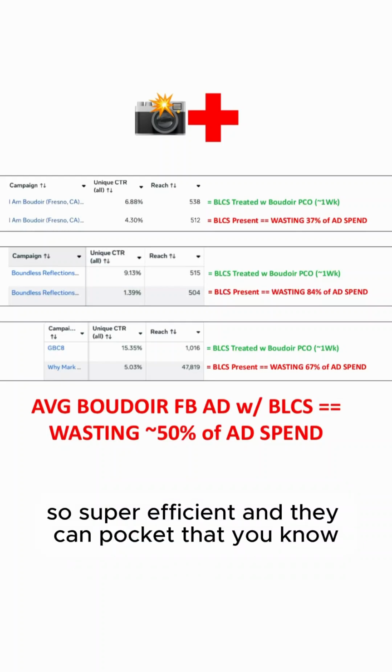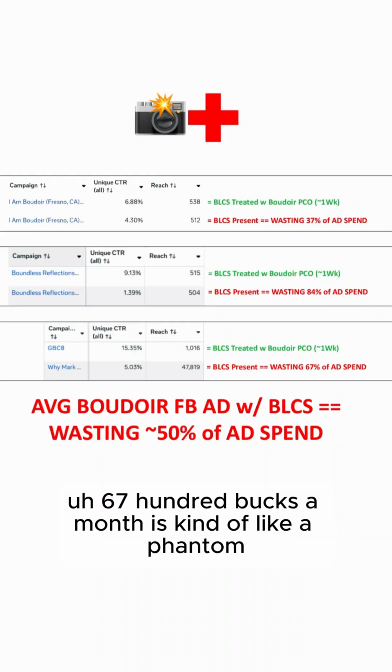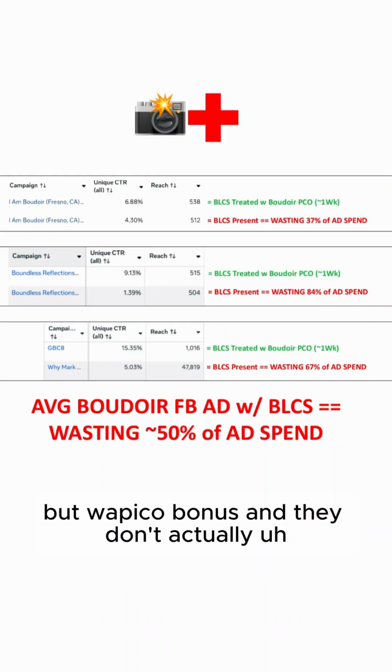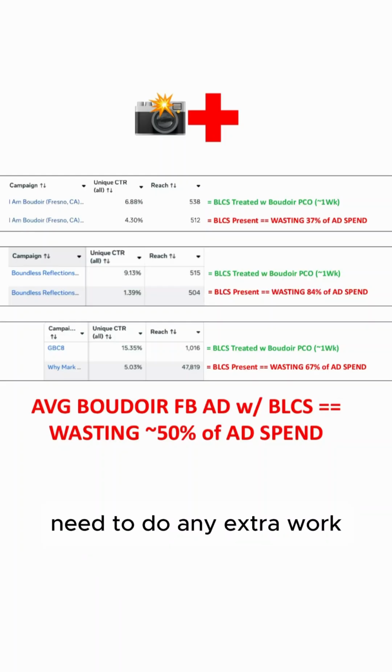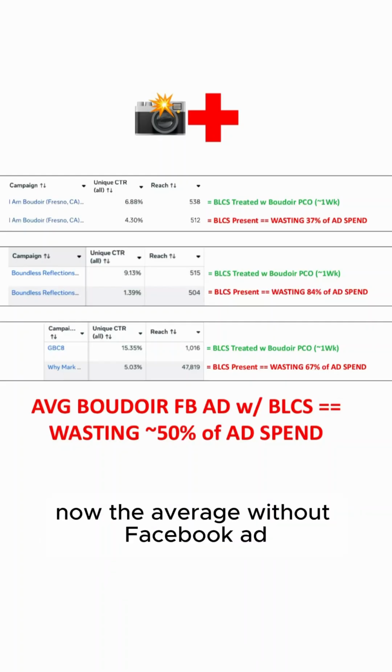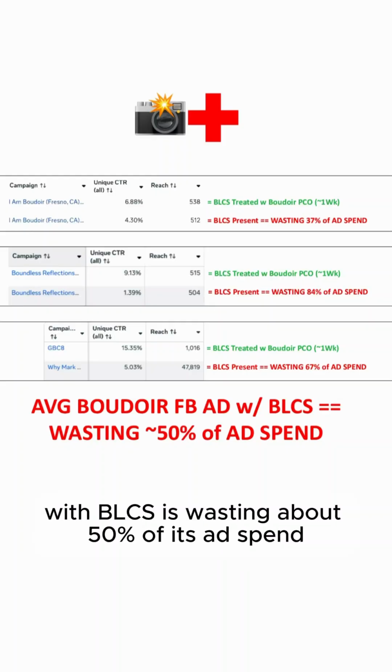So super efficient, and they can pocket that 6,700 bucks a month, kind of like a phantom profit, phantom bonus, Boudoir Pico bonus, and they don't actually need to do any extra work, and that's kind of like 80K extra bonus profit at the end of the year. Now, the average Boudoir Facebook ad with BLCS is wasting about 50% of its ad spend.